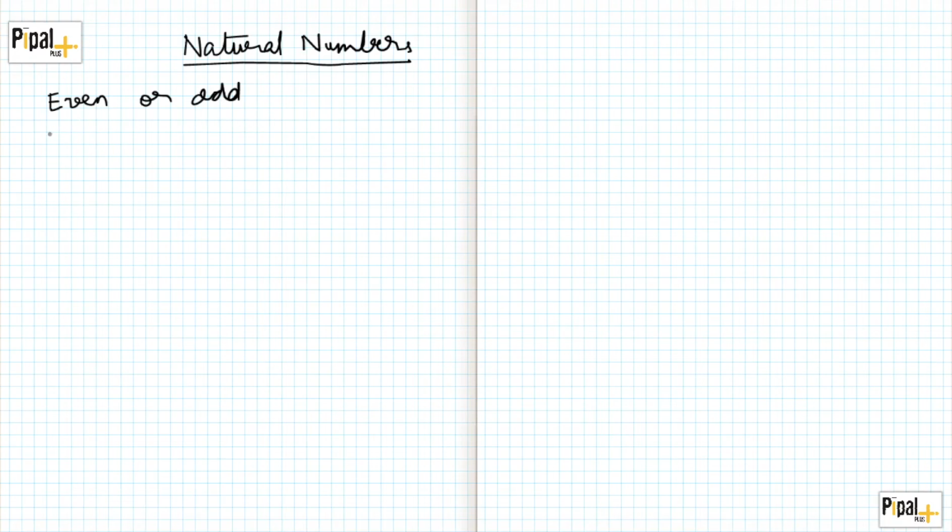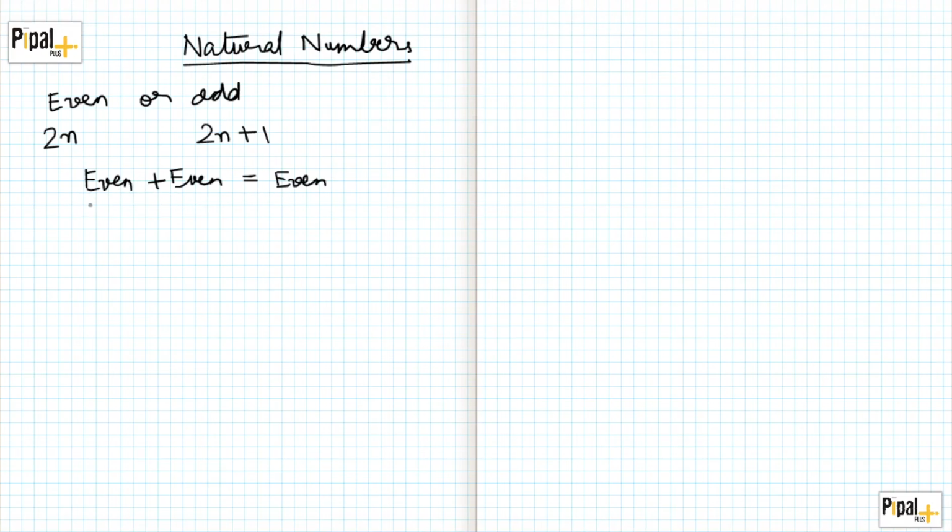So, even numbers can be expressed in the form 2n, where n can be any other natural number, and all the odd numbers can be expressed as 2n plus 1, right, where n is again any other natural number. Now, the interesting thing to know about natural numbers, the even and the odd numbers, is that the sum of two even numbers is always going to be an even, right?